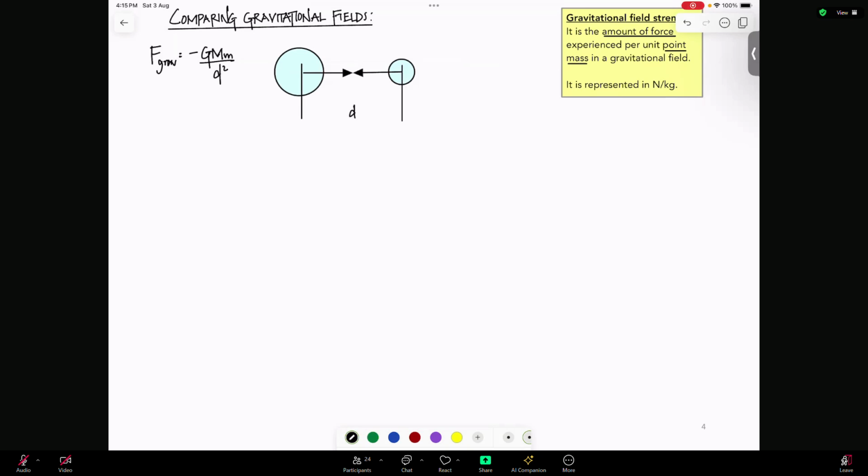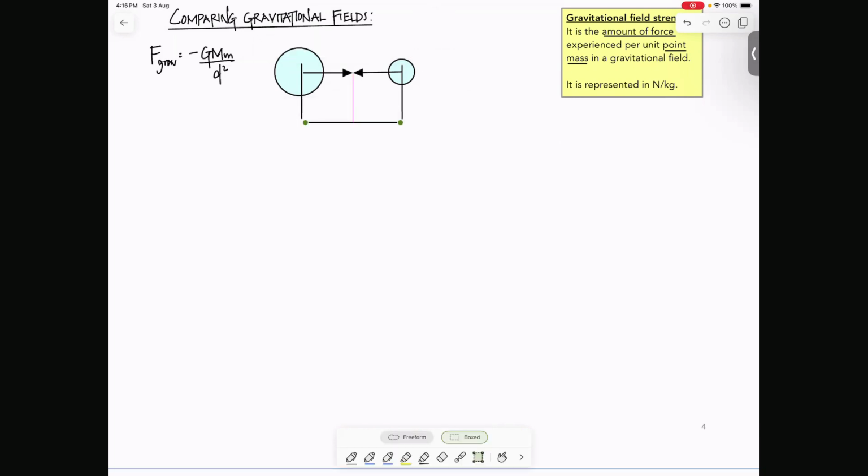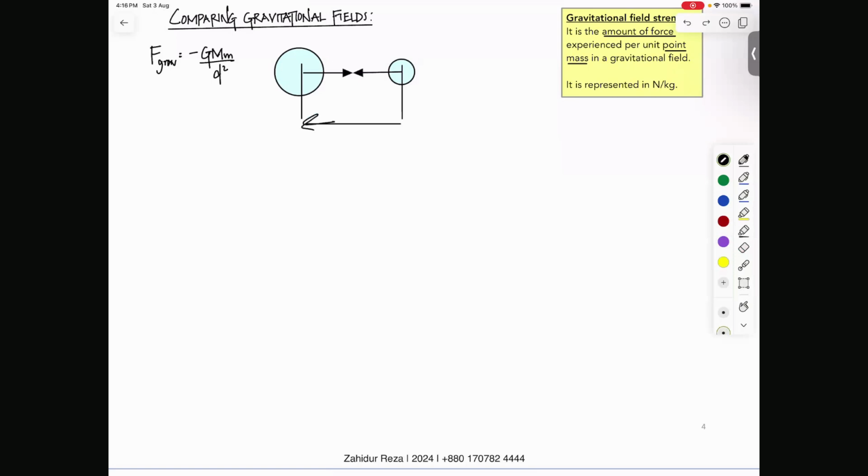And the other thing that you need to know is that we assume the masses to be point masses. So if I could replace these planets with a point, my answer shouldn't really change. Okay, so that's the formula we saw last class, and we'll be using it here as well.